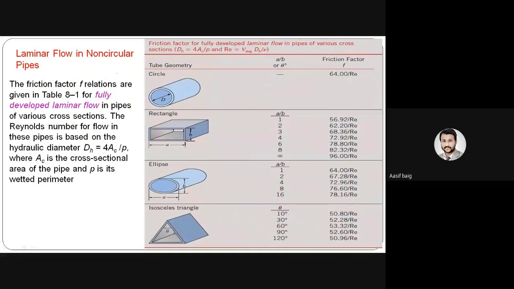So here is the laminar flow in the non-circular pipe. In the case of non-circular pipe, the friction factor f relations are given in a table. For fully developed laminar flow in pipes of various cross sections, the Reynolds number for flow in this pipe is based on the hydraulic diameter, that is D_H equals 4 A_c divided by P, where A_c is the cross-sectional area of the pipe and P is the wetted perimeter. So this is the table, where the value of friction factor f is given depending upon the shape of the pipe.